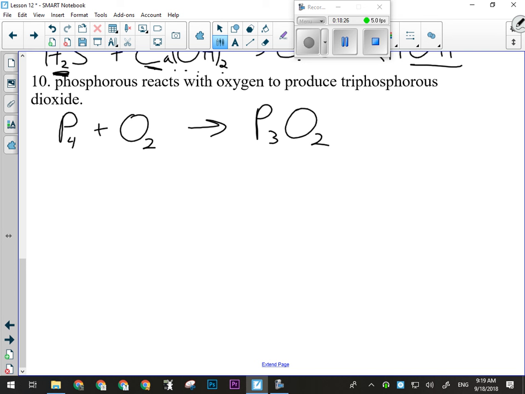What should I start with for my balancing? Phosphorus. It's the biggest number. It's usually best to start with the biggest number. All right, I got 4 phosphorus over here, and I've got 3 over here. What can both of those numbers go into? 12, yeah. So I'm going to put a 3 here and a 4 here. That'll balance my phosphorus. Now I need to look at what that did to my oxygens. It gave me 8 oxygens over here, so I need to put a 4 there, and now it's balanced.